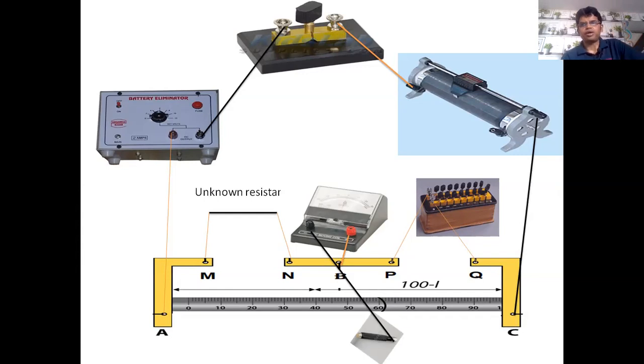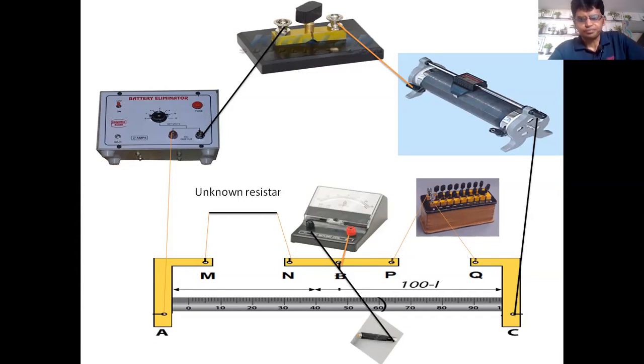At that time you see the galvanometer moving to the left side. Then you put the jockey key on the C point, and you see the galvanometer moving to the right side. But whenever you do not touch the jockey key to the wire, the galvanometer shows zero.